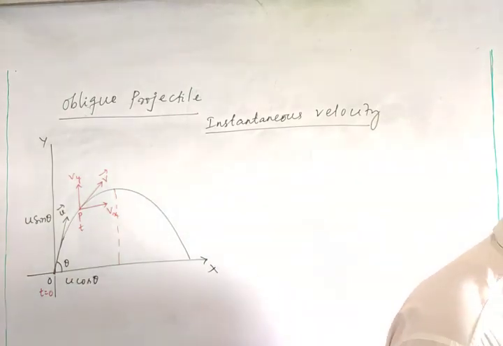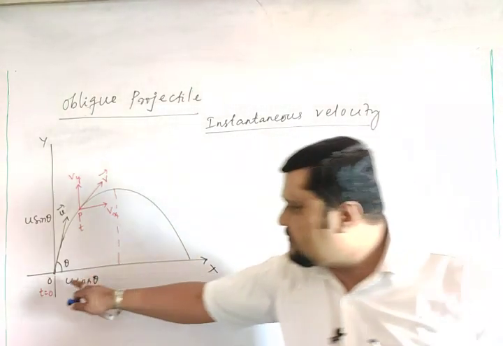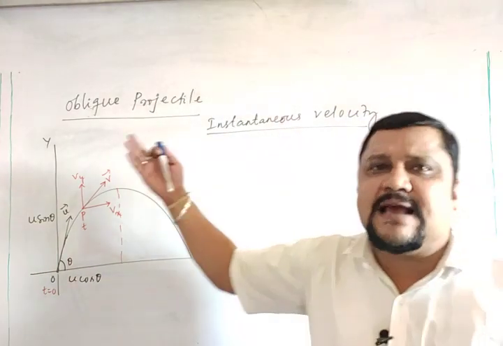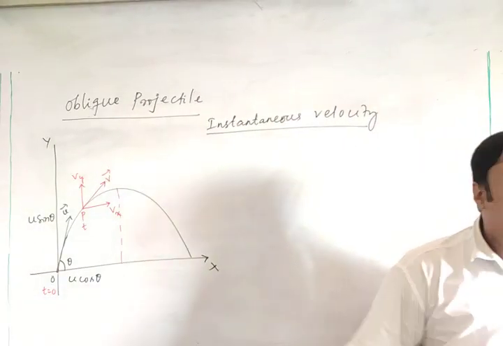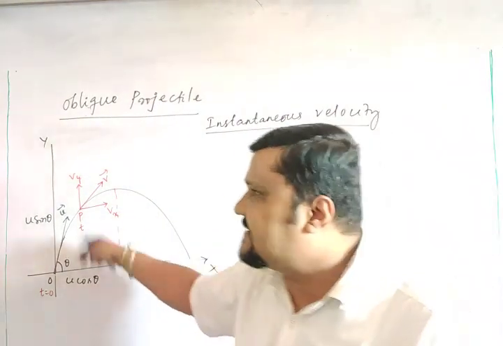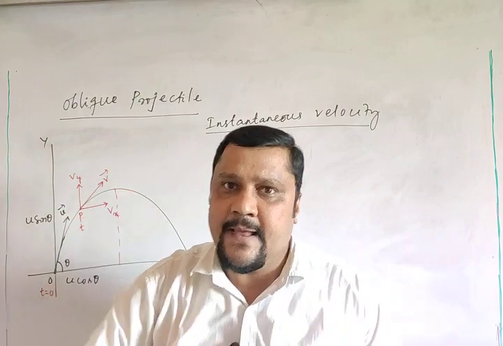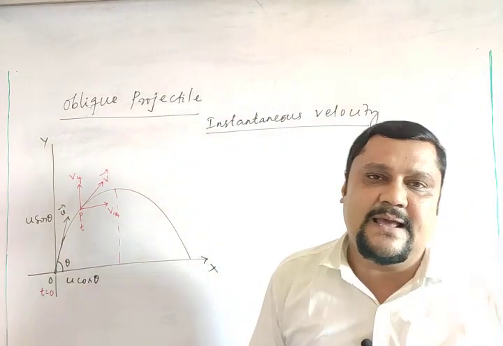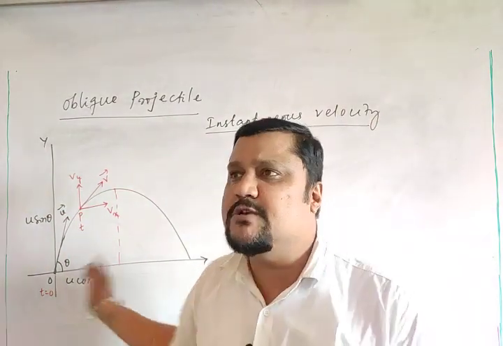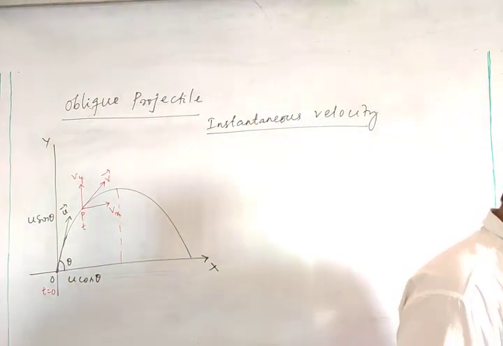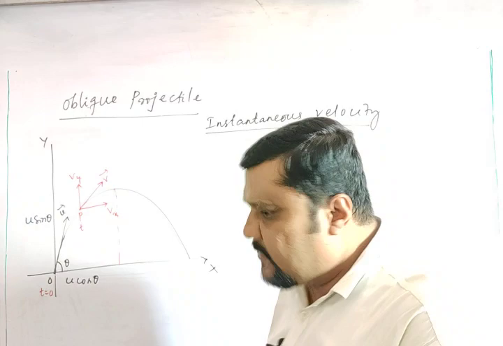Since the horizontal motion of the projectile is uniform, u cos theta is uniform, and u sin theta changes, so there is an acceleration. That vertical acceleration, ay, is equal to minus g, as we have already taken, and the x component of acceleration is 0 because the motion is uniform. With that, let us consider the velocity at this point is v.